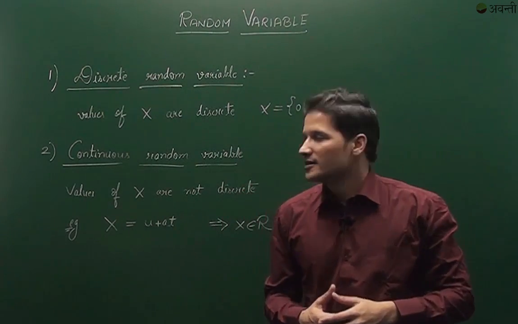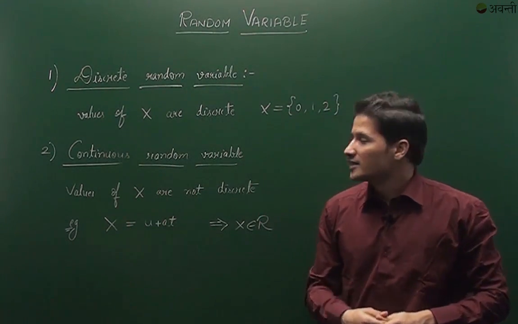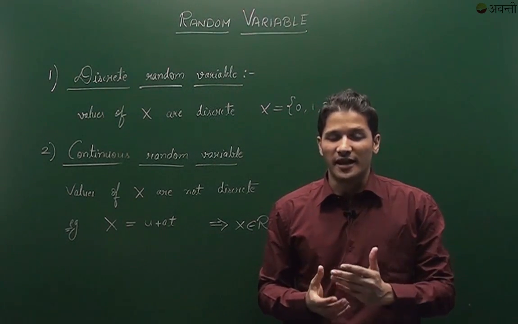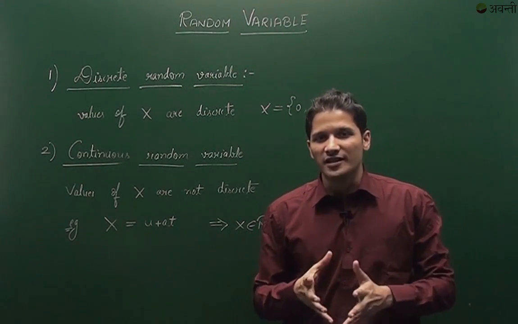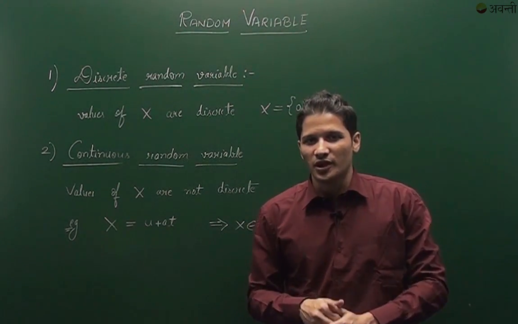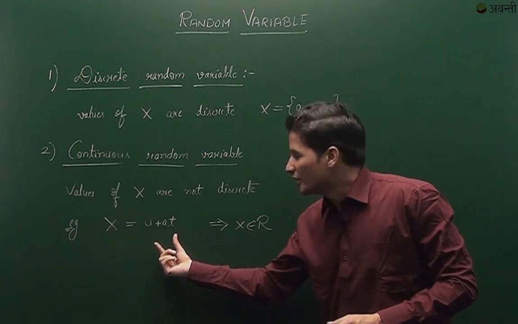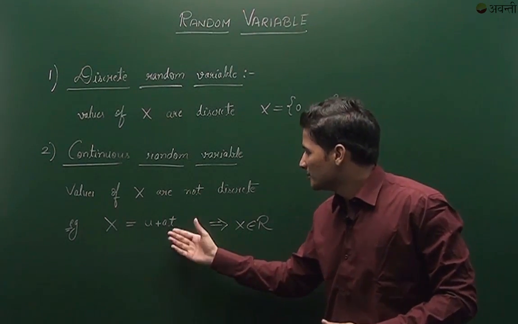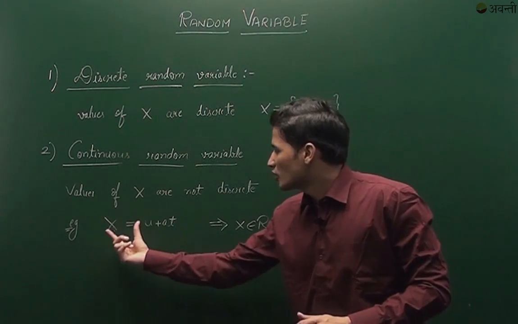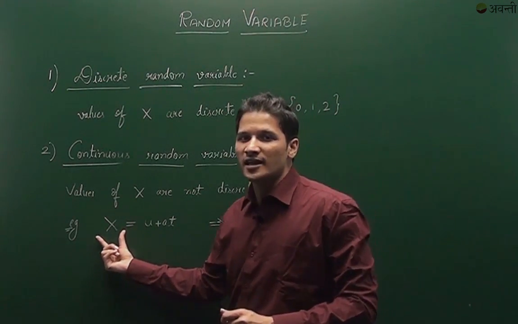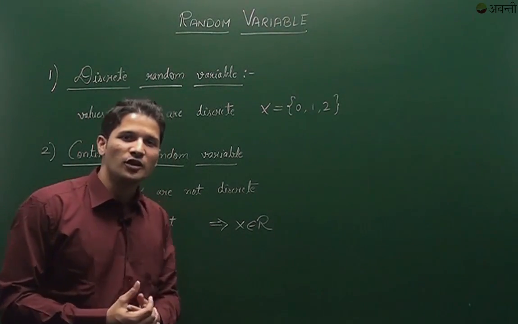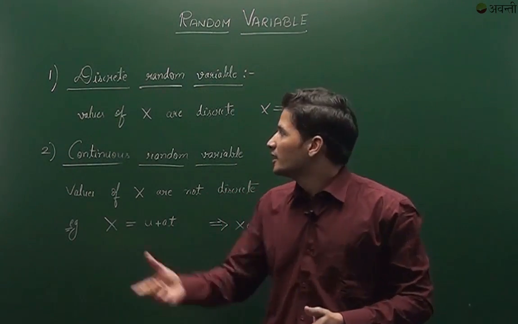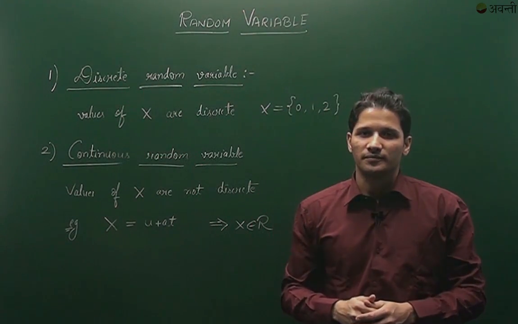The second case is the continuous random variable, and in this case the values of x are not discrete. For example, suppose we define a random variable x such that a car travels with an initial speed at constant acceleration. In this case x will be u plus at, where u is the initial speed, a is the constant acceleration, and t is time. With respect to time, this value will keep on changing, and hence the values of x will also keep on changing. So the value of x will not be discrete, rather it will be a continuous value. We can say that x belongs to R in this case. So these are the cases of random variables: discrete random variable and continuous random variable.